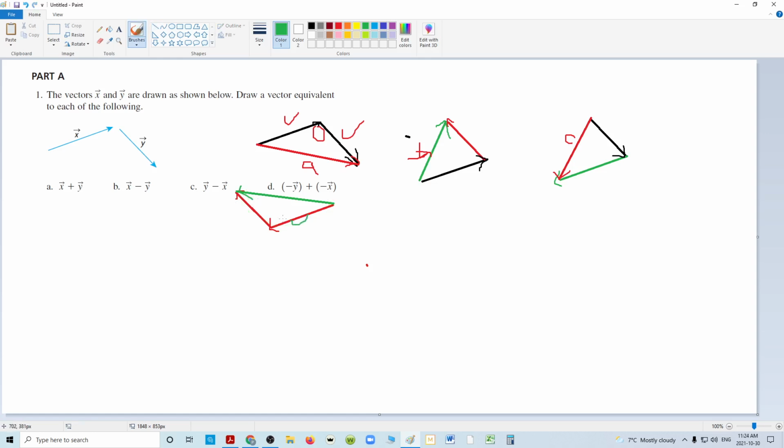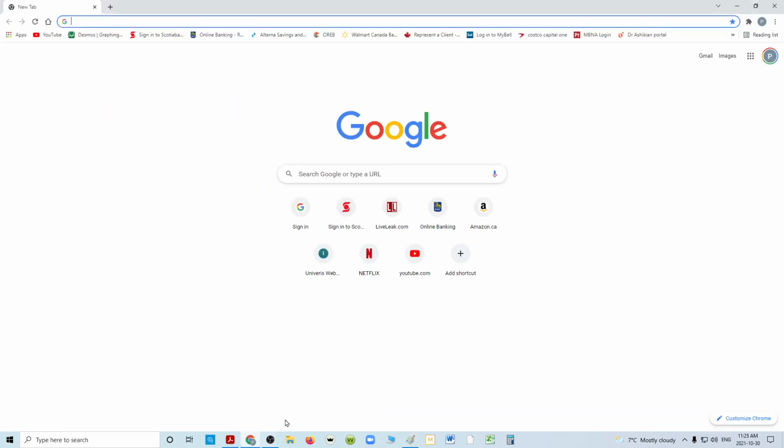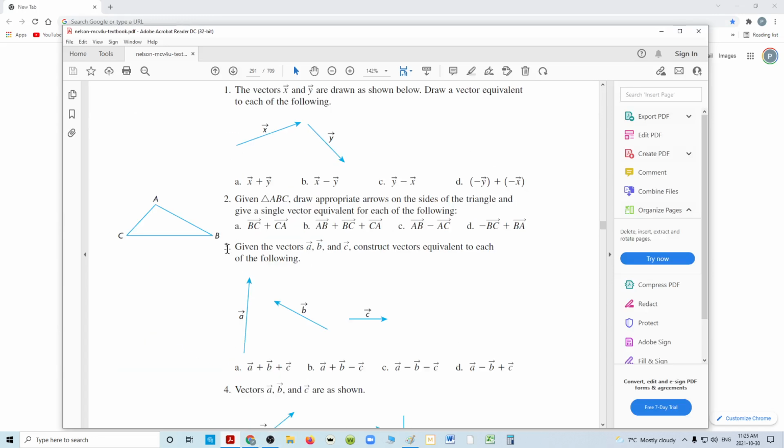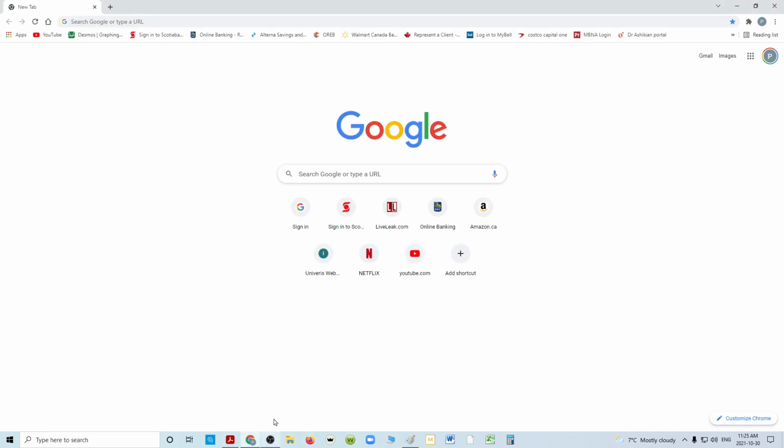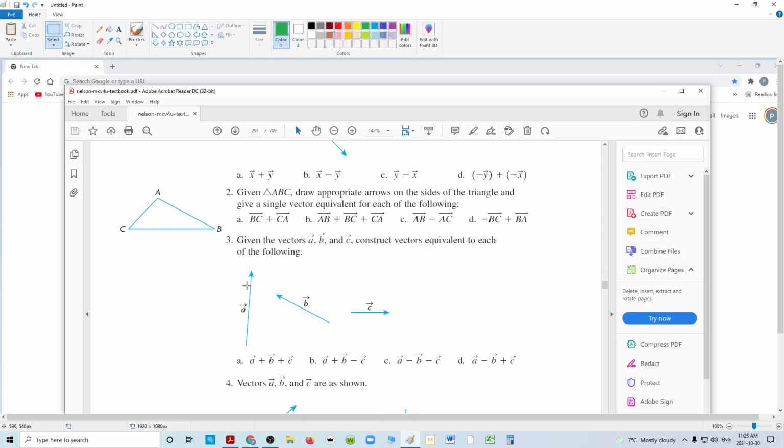And again, if they give you a side and an angle here, you can use the cosine law to figure out the distance. They just want you to get comfortable adding and subtracting. So given this, we'll copy both these.